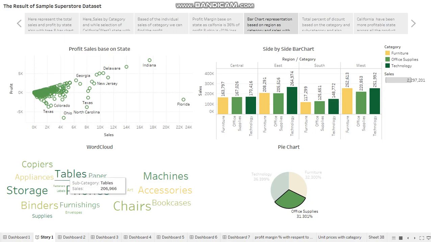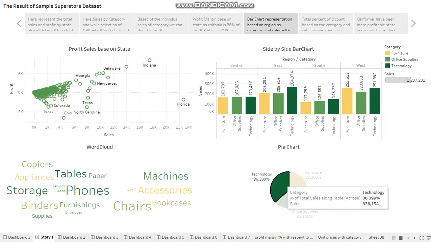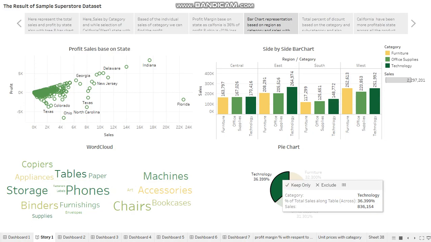They have to be represented in a table with cells like this, and here the pie chart will represent the technology sales, what percent of the sales, which is 36.399.